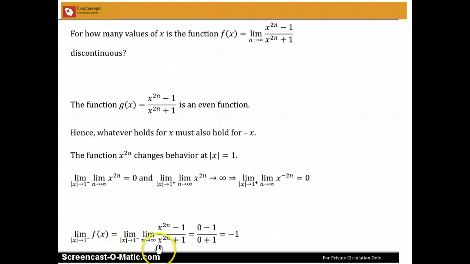When we do that, we can apply what we found out in this previous step. So x to the power 2n, that limit is 0. X to the power 2n in the denominator also will have the same limit. So it becomes 0 minus 1 divided by 0 plus 1, which is minus 1.